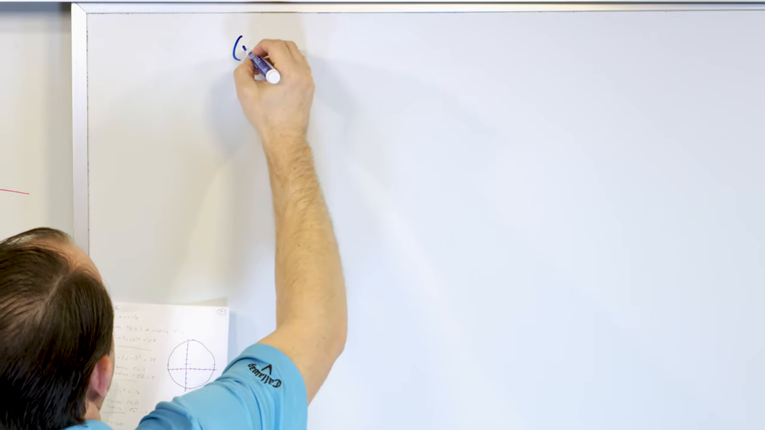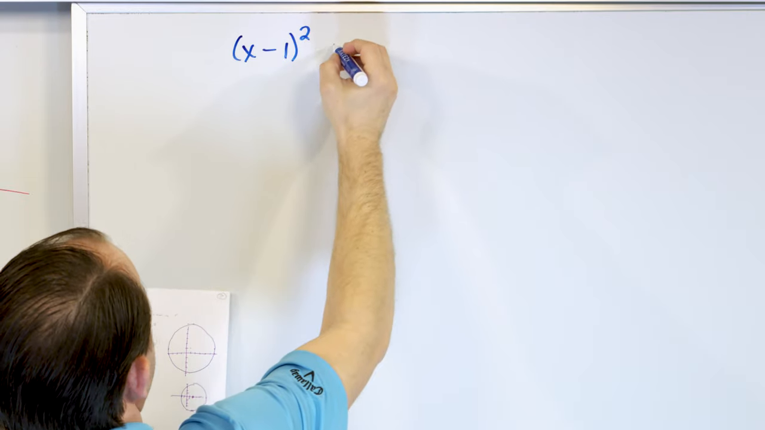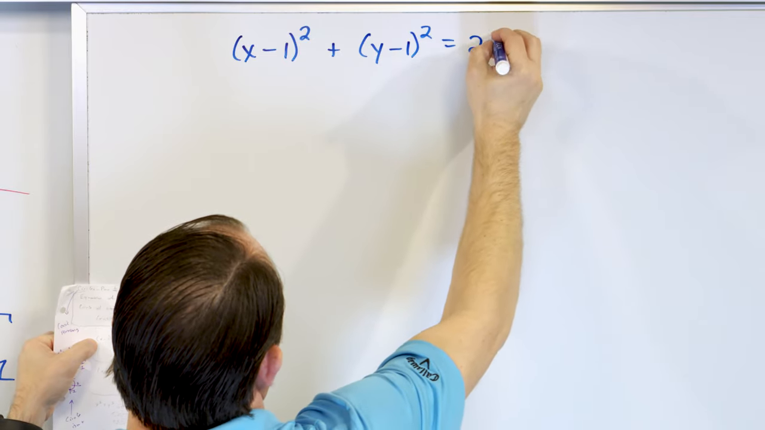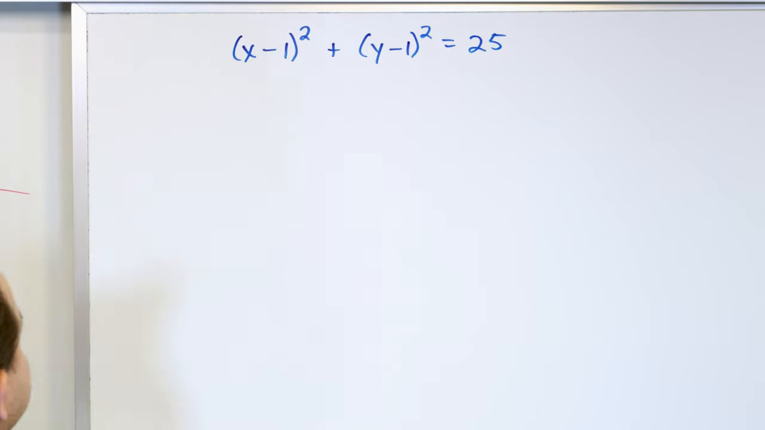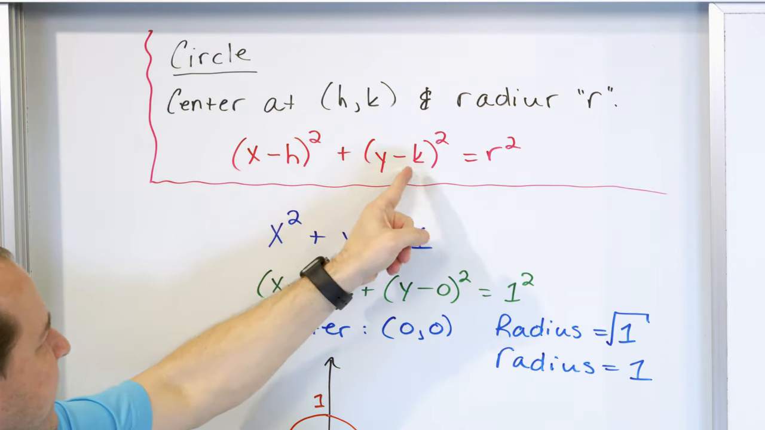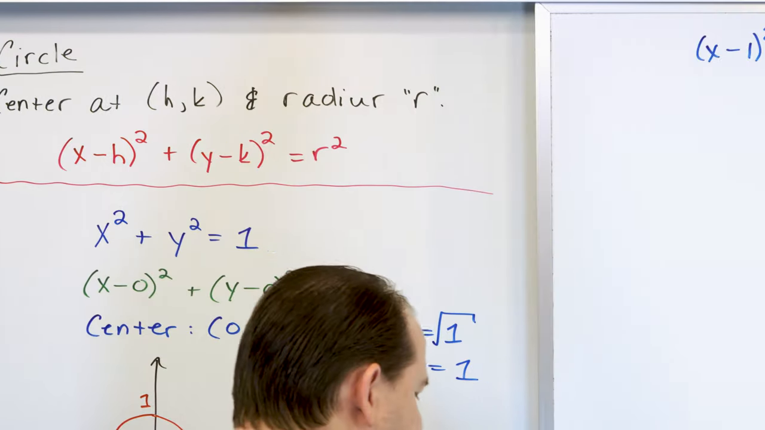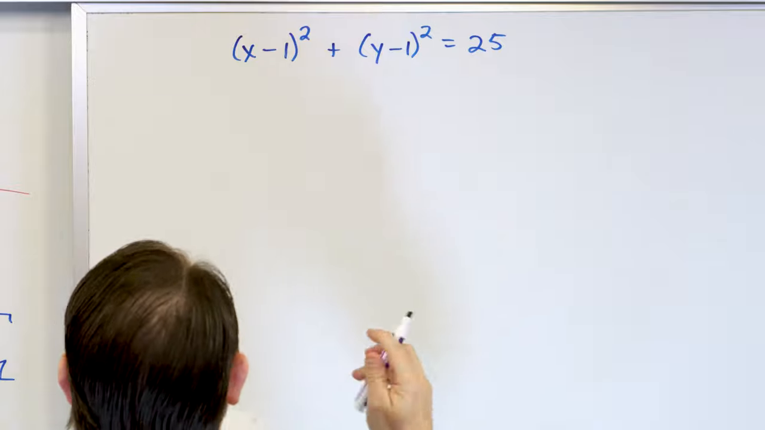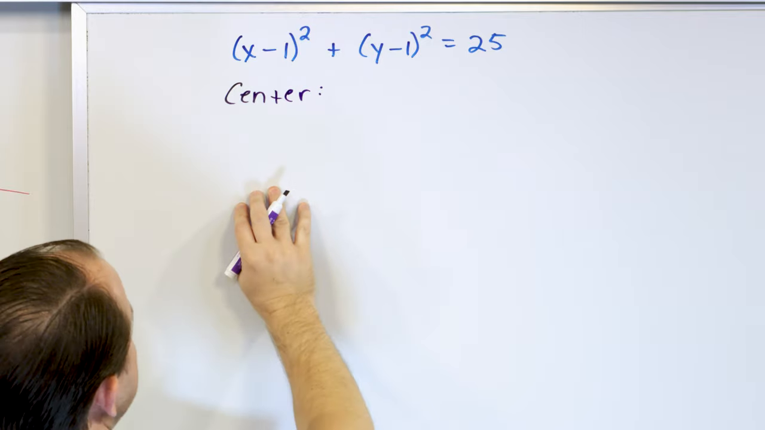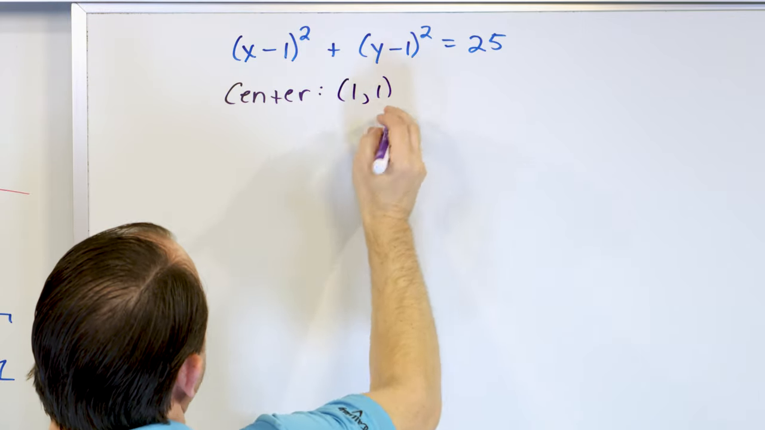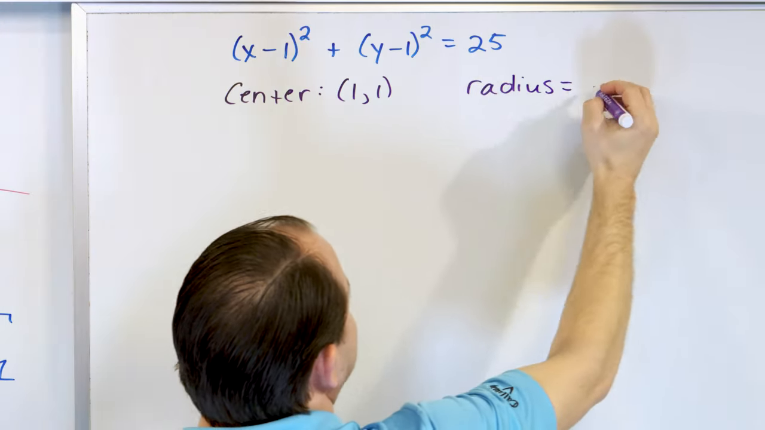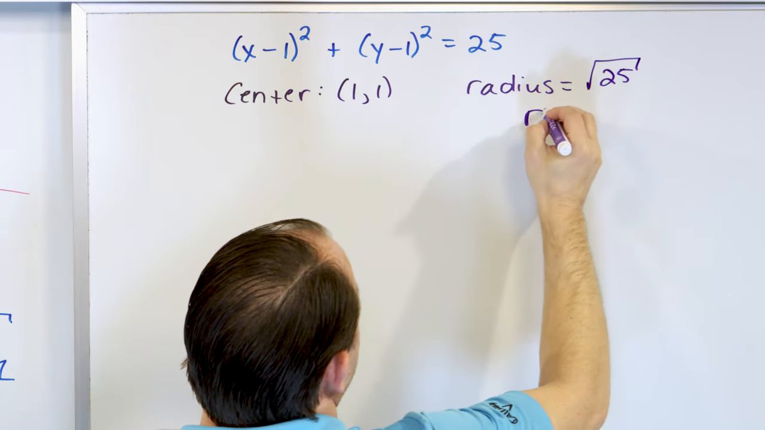Let's say I give you another circle, x minus 1 quantity squared plus y minus 1 quantity squared is equal to 25. Now, first you ask yourself, does it follow the form of what I have here? And the answer is yes: x minus some number squared, y minus some number squared, radius squared. So the way you do this is you read the center directly out of the equation. The center of this circle is located at 1, 1, and the radius is whatever's on the right-hand side, you take the square root of it, 25. So the radius is equal to 5.